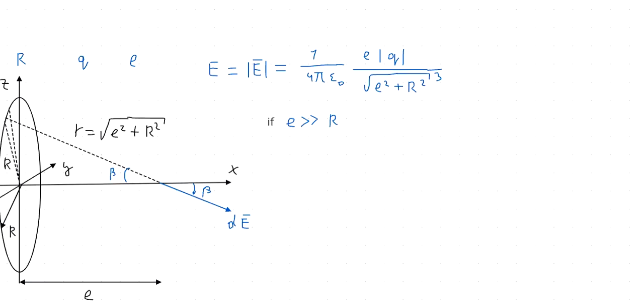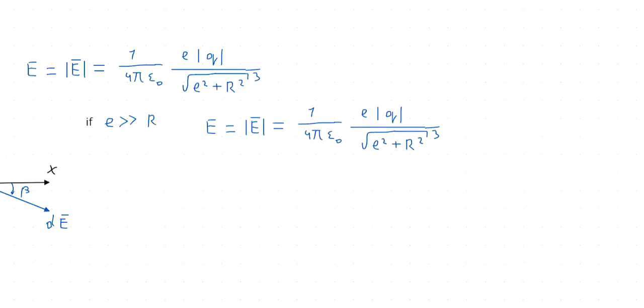Okay, in this case, we will have that R will be negligibly small in relation to L, because L is much larger than R. We can write approximately 1 divided by 4 pi epsilon 0, L, absolute value of Q, and the square root of L to the power of 2, to the power of 3.